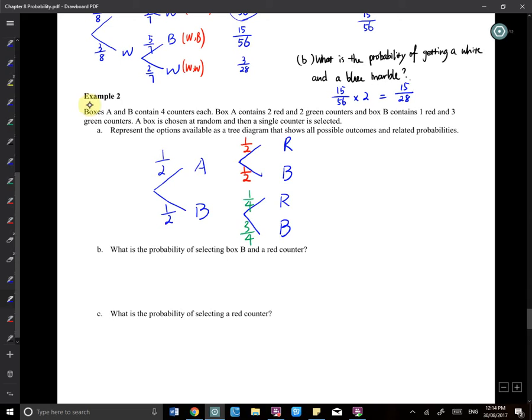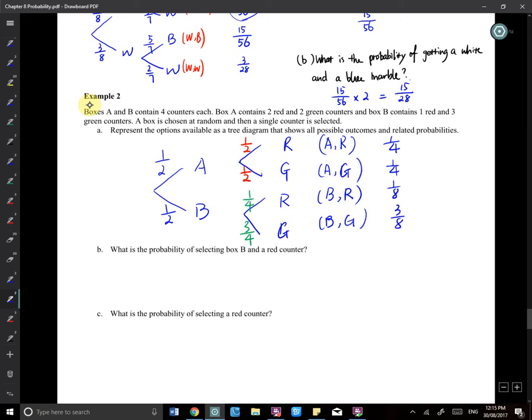So the outcomes will be: from box A, I get a red; from box A, I get a green; from box B, I get a red; and from box B, I get a green. The probabilities here will be a quarter, a quarter, 1/8, and 3/8.